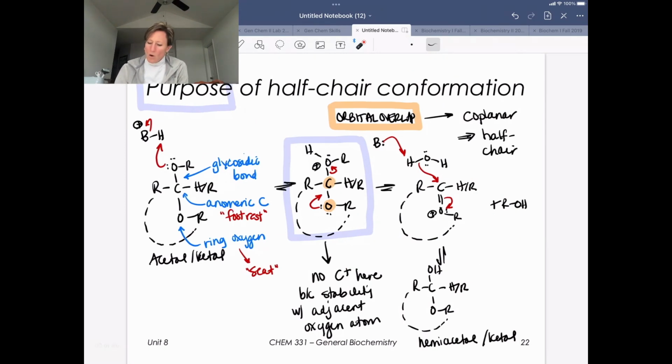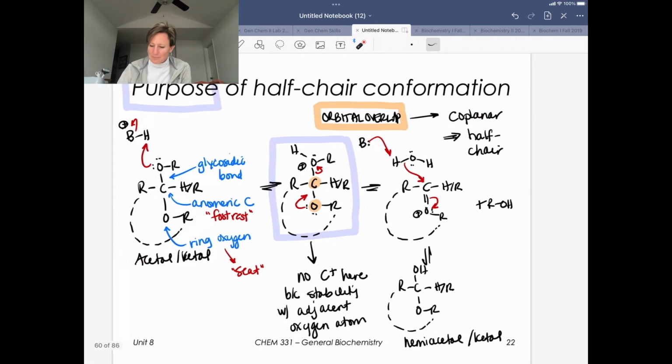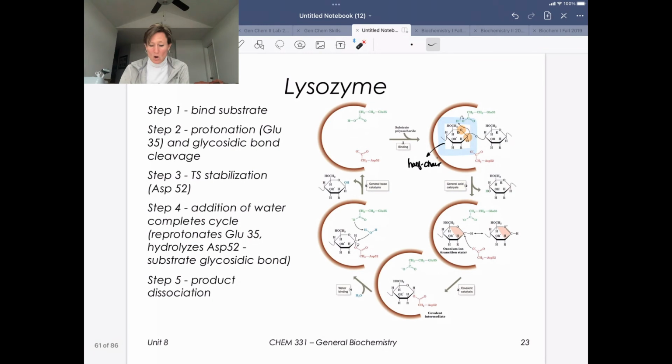So the whole point is to have that half chair to be able to stabilize that charge development, that intermediate that's going to be positively charged, as we're going to see in a little bit. What we're going to have is not water come in yet. We're actually going to see our aspartic acid come in there. We're going to see that in our enzyme active site. So if you didn't see that well right here, don't worry. We're going to see it when we map on our enzyme active site. I'm going to zoom in here so that we can see these spots.